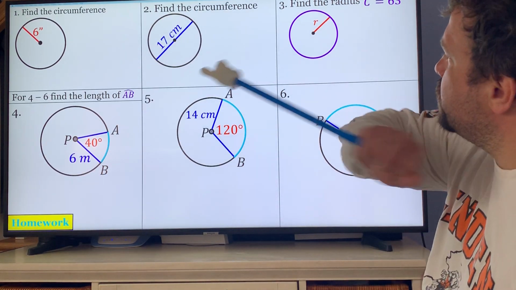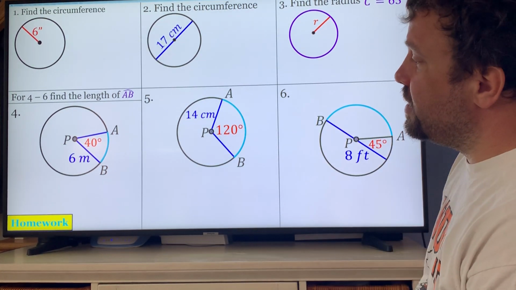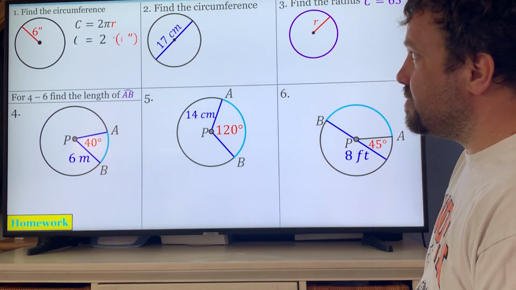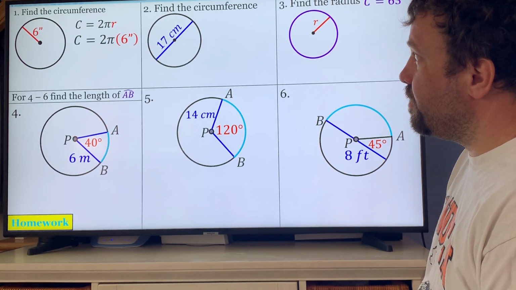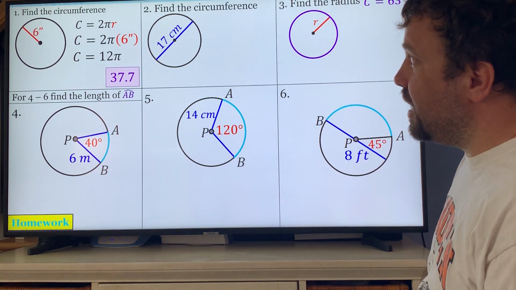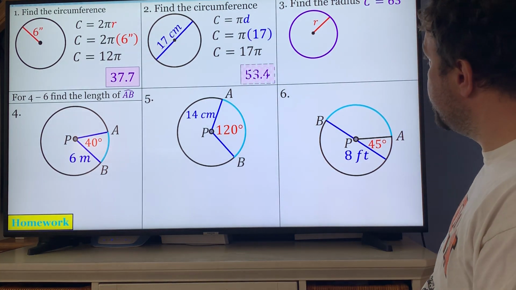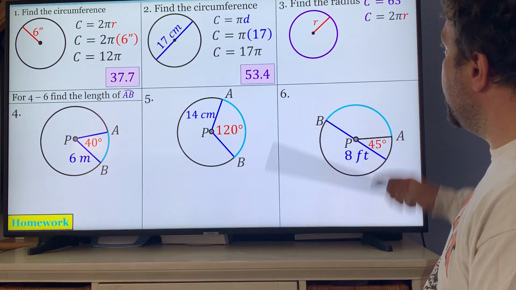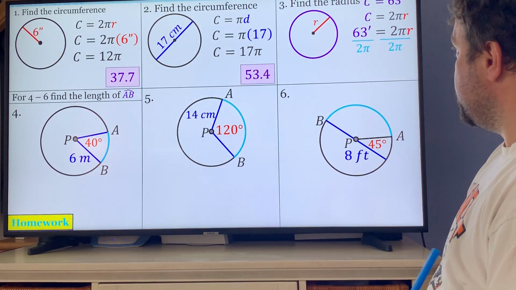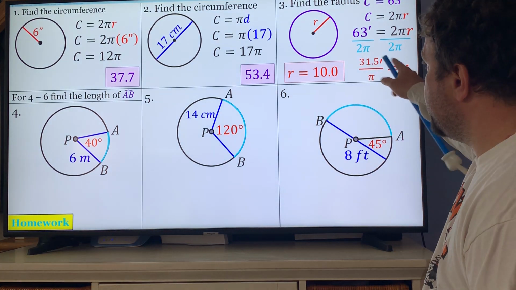I want you guys to try problems 1 through 6 right now. Go. All right, let's see. First one, find the circumference. So instead of homeworks, these are like little mid-chapter reviews. 2 pi radius is 2 pi times 6, right? 12 pi or 37.7. This one right here, that's diameter, so it's pi times diameter, pi times 17, 17 pi. 53.4. All right, going backwards, 63 equals 2 pi r. 63 divided by 2 pi, in parentheses, gives you 31.5 divided by pi, or 10. Got it? And once again, you can skip this step.